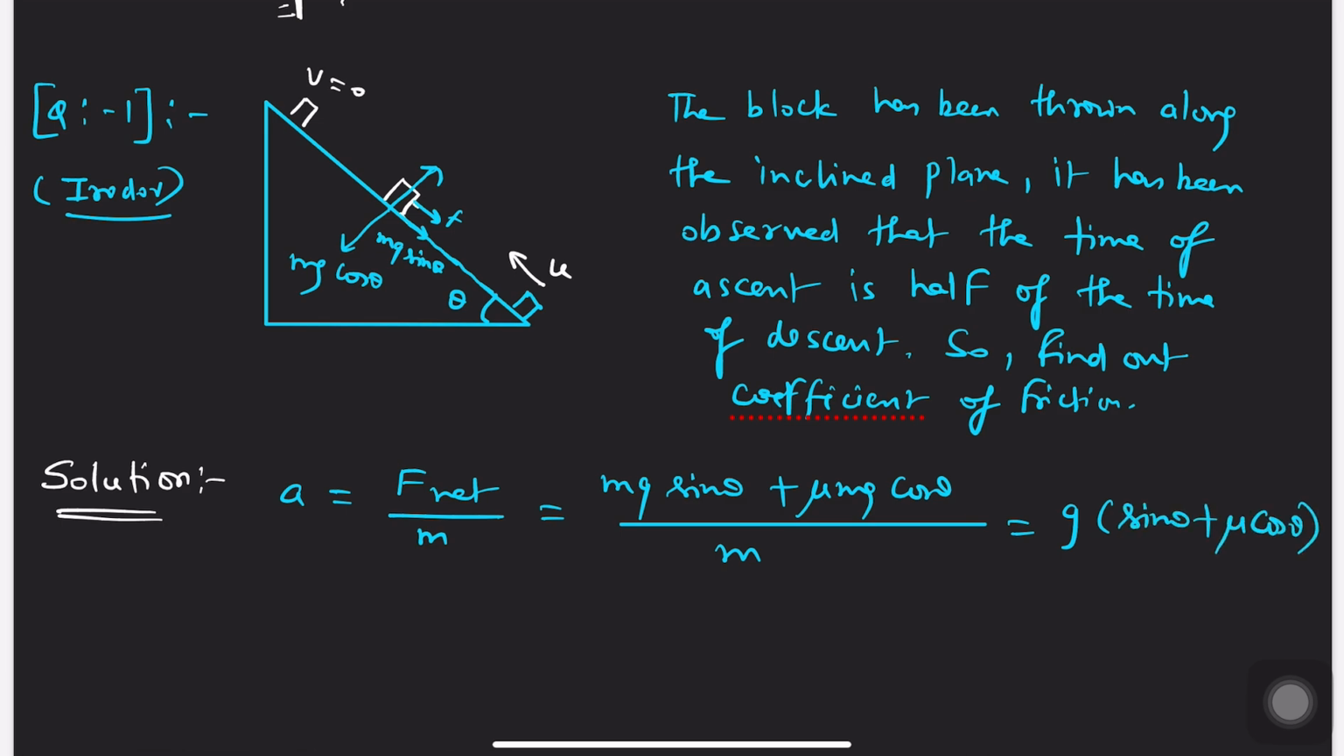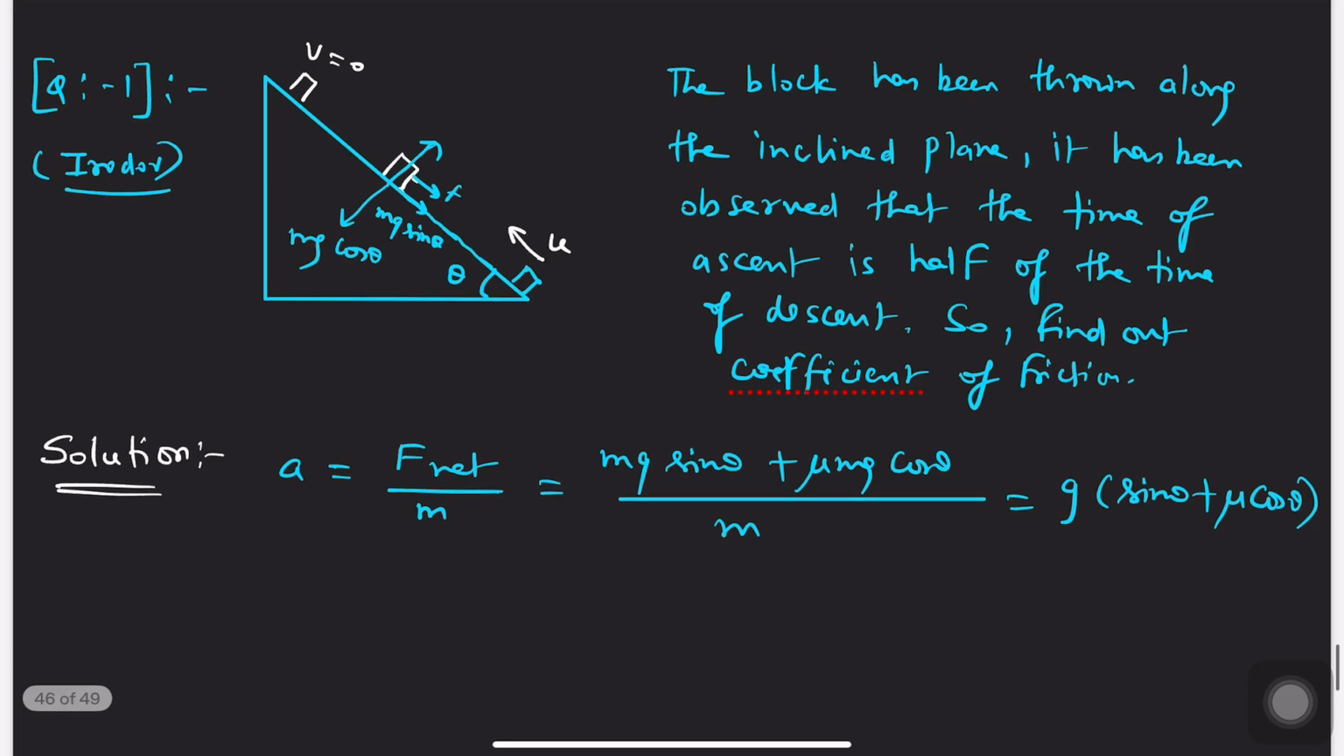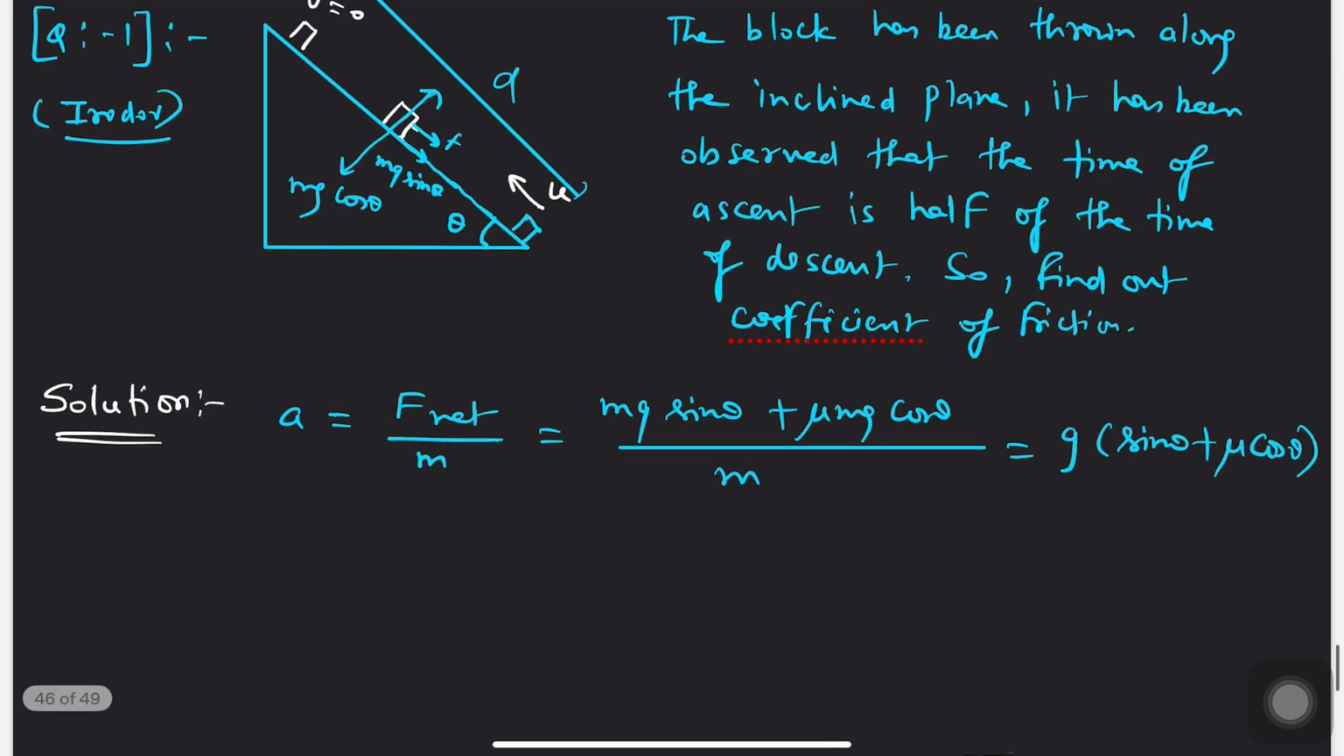Let's say it takes a distance d to cover this. Let's say d is the distance it takes to cover. So this is the deceleration a.